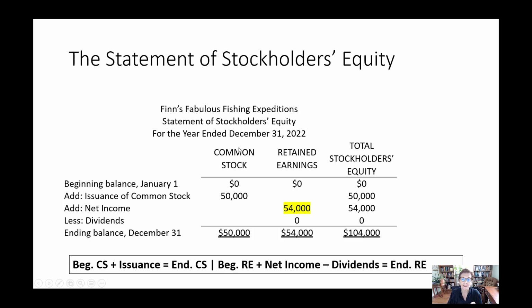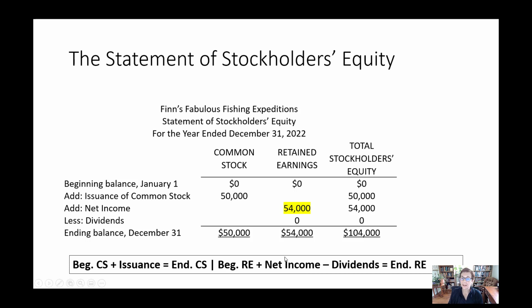So retained, it's been retained in the company. It has not been paid out. So what this is equal to is your beginning retained earnings, which here is zero, plus your net income. So that's your earnings, right? Income is like earnings and profits. They're all kind of the same thing. So beginning retained earnings plus the net income.